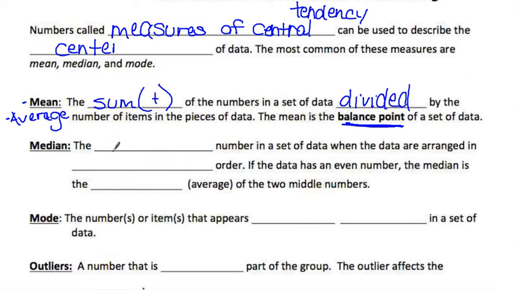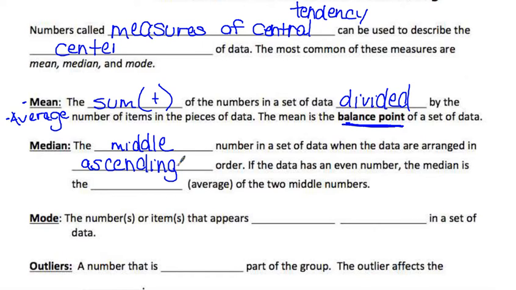So the next one is the median. That's the middle number in a set of data when the data are arranged in ascending order. Now you have to put them in order from least to greatest or greatest to least. I like least to greatest because if you don't put them in order, you could make any number the middle number just by placing it in the middle. So you have to put them in order.